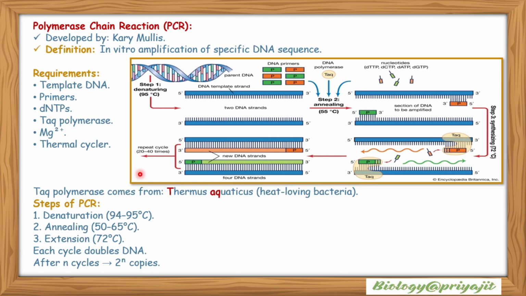So steps of PCR include step 1 is the denaturation process, occurs at 94 to 95 degrees Celsius. Step 2 is the annealing process, which occurs in between 50 to 65 degrees Celsius. And step 3 is the extension process, which occurs at 72 degrees Celsius. So each cycle doubles DNA. After n cycles, 2 to the power n copies of DNA will be produced. So this is PCR or polymerase chain reaction.